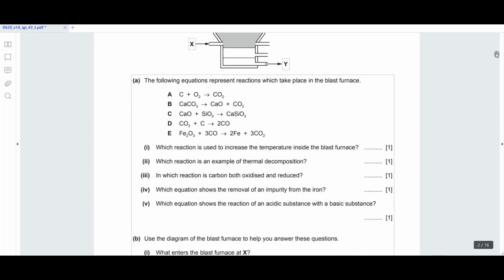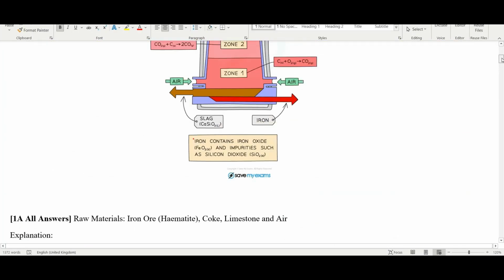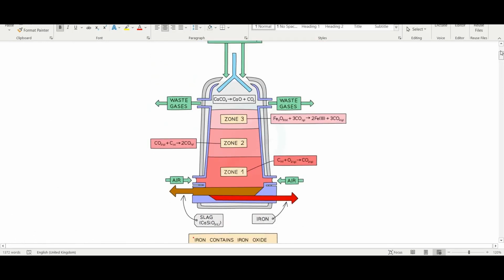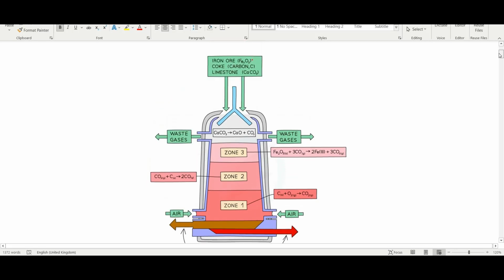Now, let's look at the first part of the question, which is asking us to find the reaction which is used to increase the temperature inside the blast furnace. Among all these reactions, reaction A is the answer for part 1, which is the production of carbon dioxide by the reaction between carbon and oxygen. Here you can see a similar diagram to the figure in the question paper.